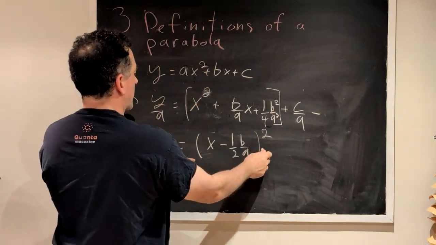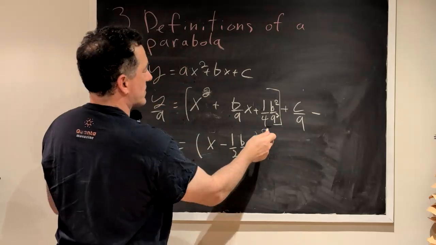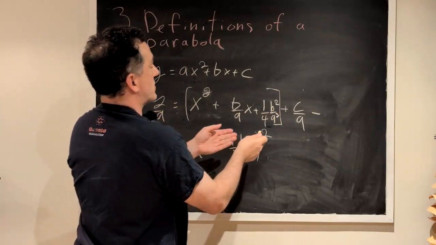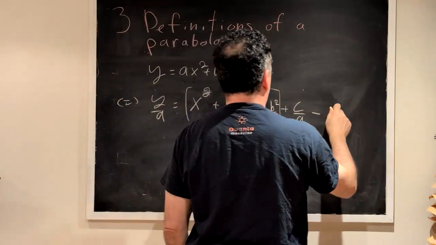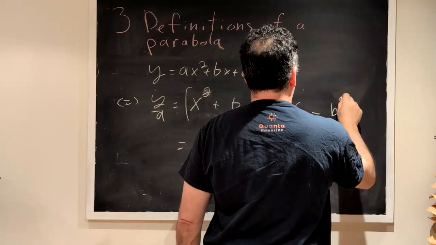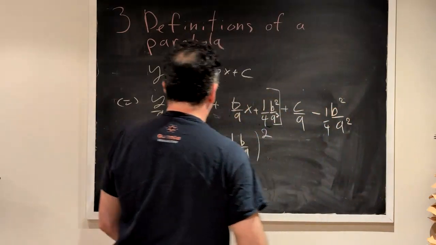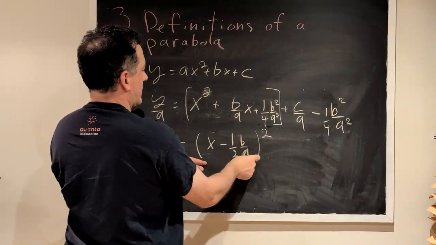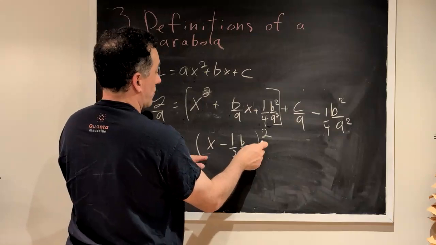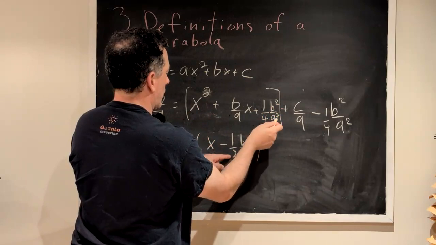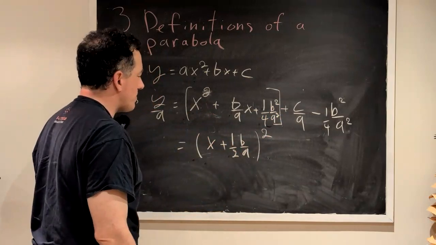So this is the same thing. And of course here I cannot just add it away, because then this is not the same equation. I cannot just add this thing here. I have to subtract it after. So 1/4. So we see that if we take this thing and we square it, we get the x squared. We get the 1/4 b squared over a squared. So it's a plus.